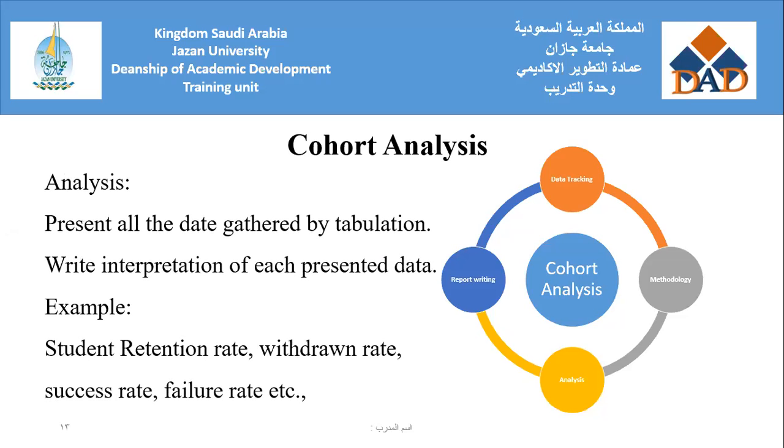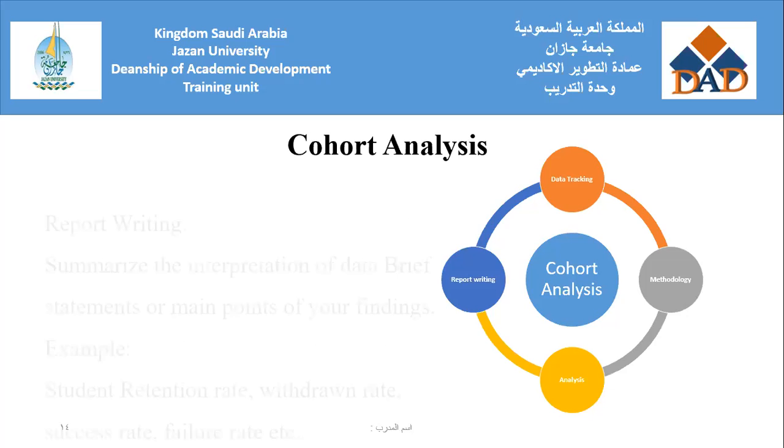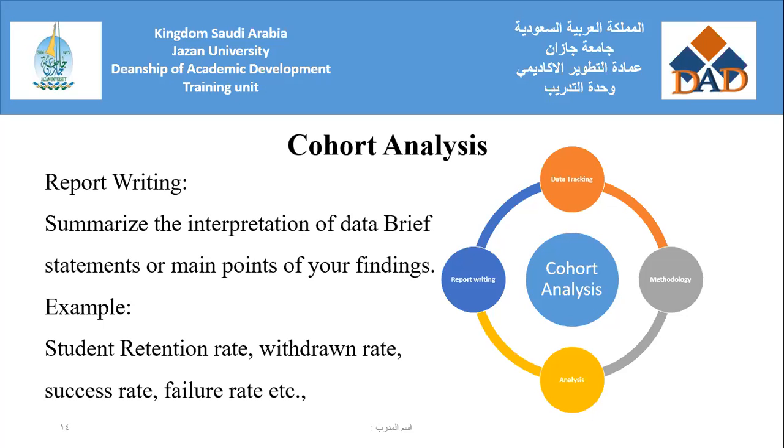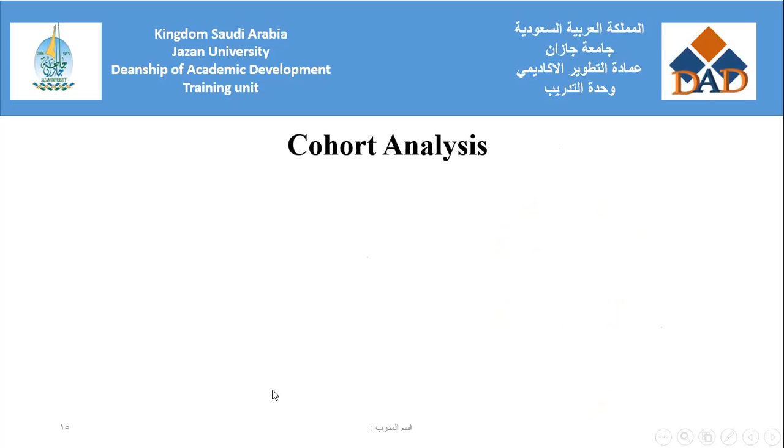And after that, analysis: present all the data gathered by tabulation, and write an interpretation of each presented data, like what outcomes came, and report in a table. Then report writing: summarize the interpretation of data, brief statements or main points of your findings, like student retention rate, how much; withdrawn rate, how much; success rate, how much; failure rate, how much.